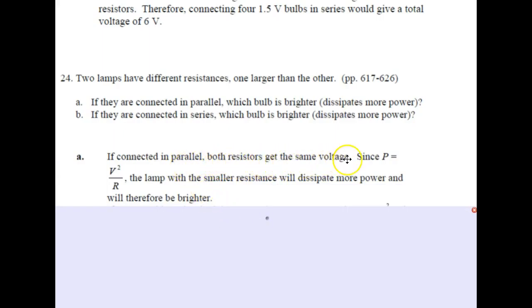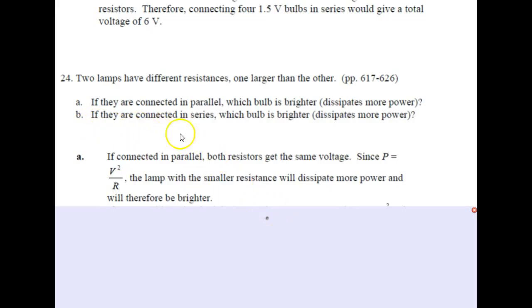So both resistors get the same voltage. That's why you select that equation, so that the numerator doesn't count in comparison. The lamp with the smaller resistance will dissipate more power and will be brighter. You see an inverse relationship between P and R. So the one that's brighter has more power. This would be the one that has the smaller resistance.